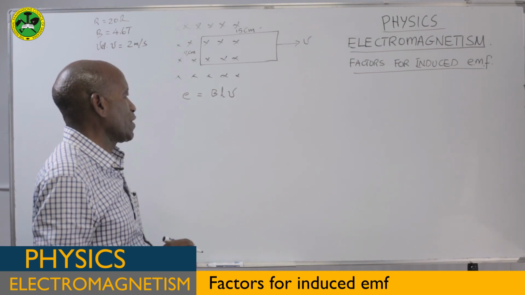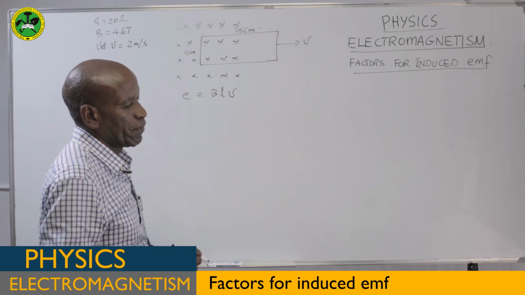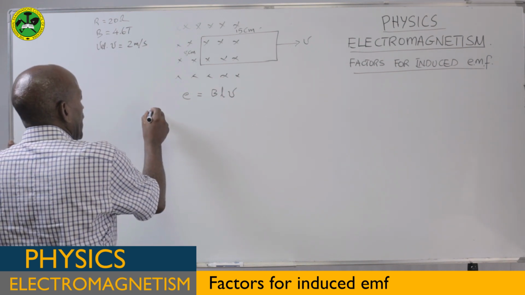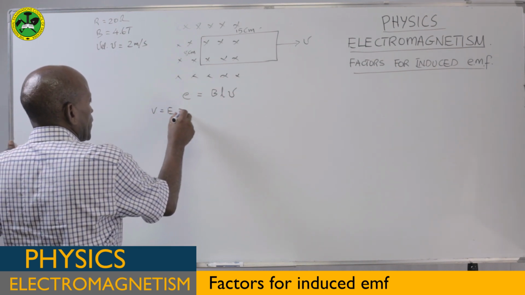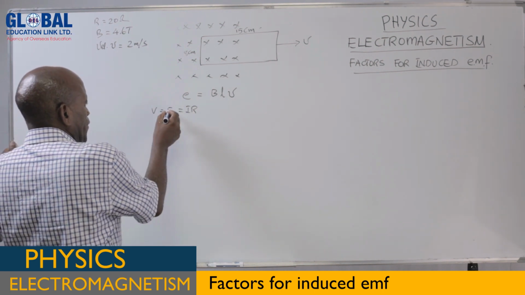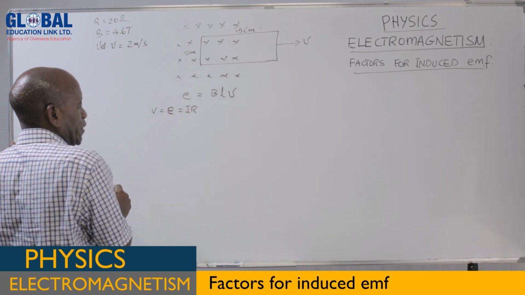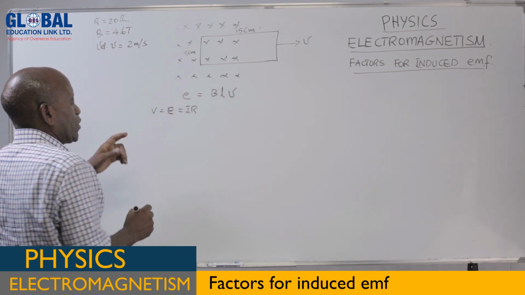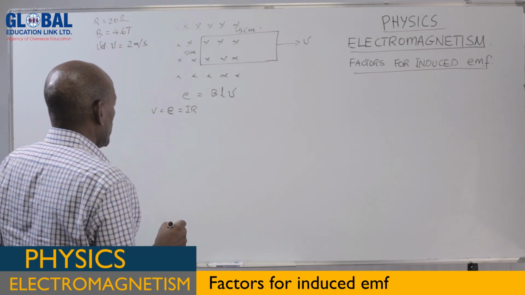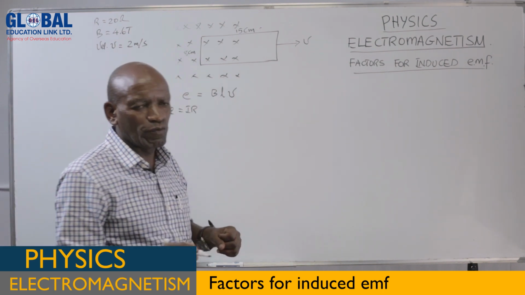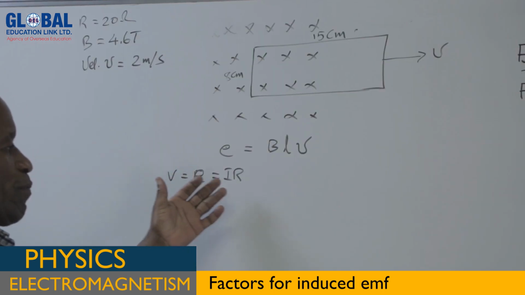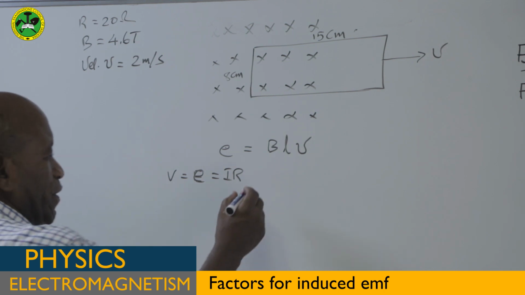The induced EMF E is just equal to B times L times V. But from Ohm's law, we all know that V, which is equal to the induced EMF, will just be equal to IR. So the EMF E is just equal to V, and from Ohm's law, it is just equal to I times R.